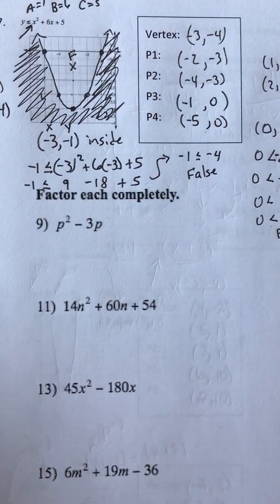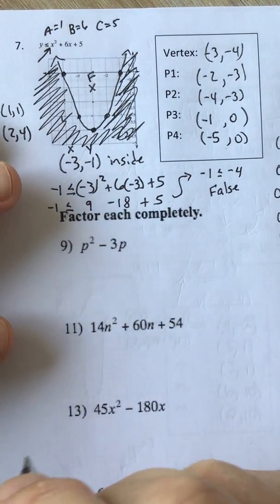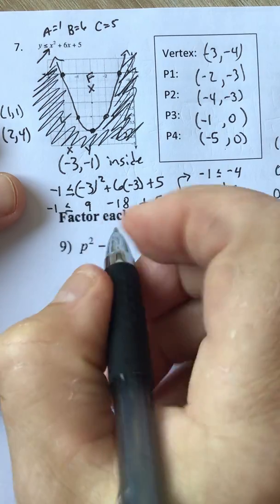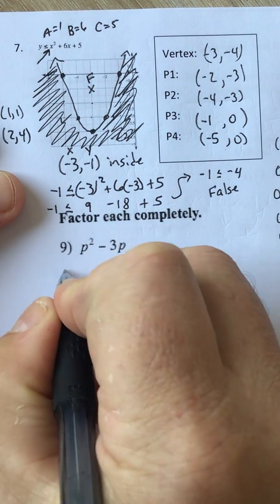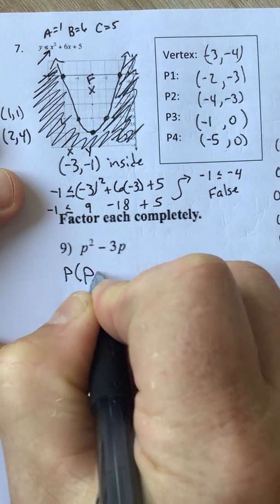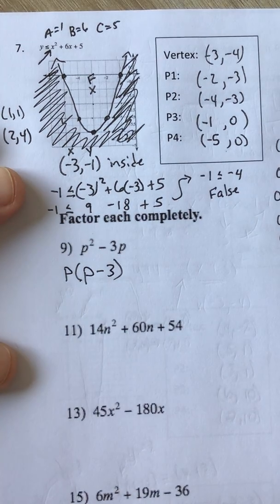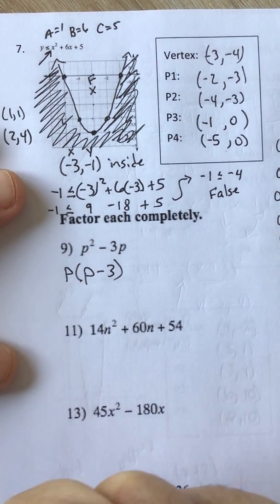Okay, factor. We're trying to pull these things apart. We have several things to remember here. So, first glance, I see a p in both of them. I can divide a p out of both of them, leaving p times p minus 3. That's factored.